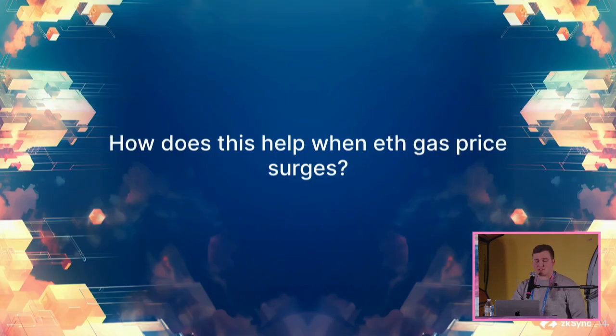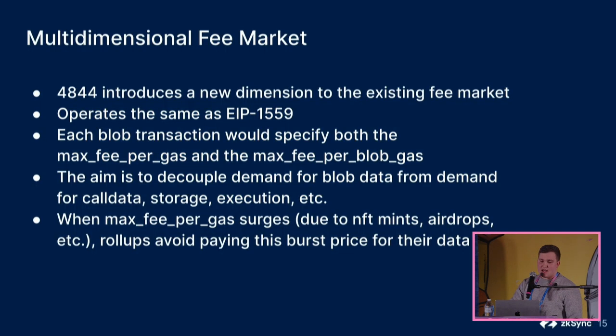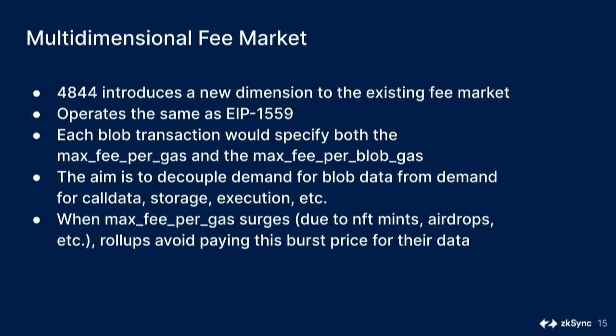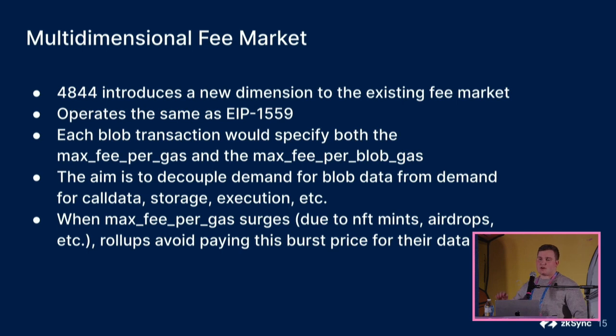And so we started to talk about this multi-dimensional fee market and how blobs are being priced differently than normal transactions, and how this helps when ETH gas price surges. And so with that, they operate kind of like EIP 1559, where once we hit the target number of blobs that we want in a particular block, the gas price will increase by 12.5%, and when a block has less than 3 blobs, we'll actually decrease it by 12.5%.